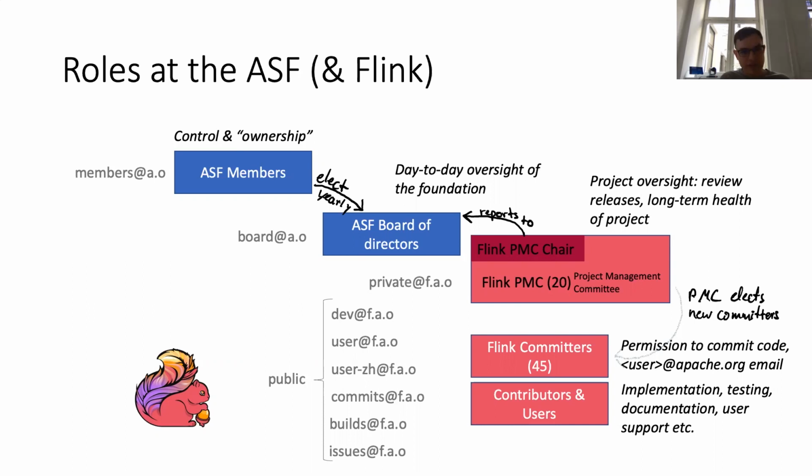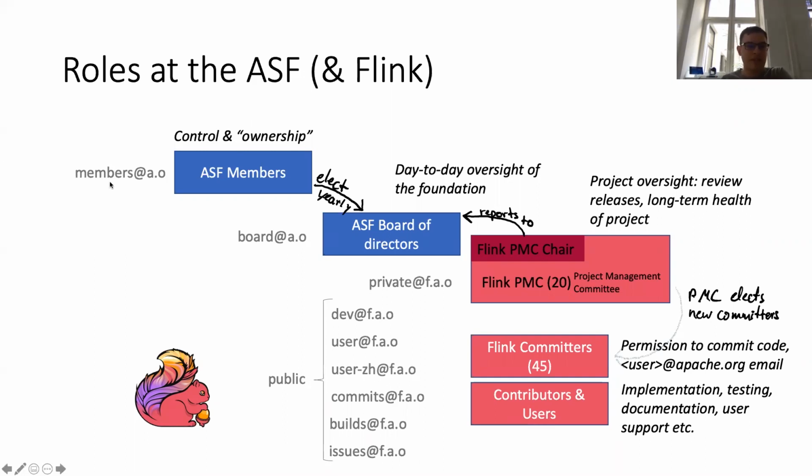The board of directors of the ASF has access to another private mailing list, which is called board@apache.org. And the board is elected yearly by all the members of the ASF. So the members are basically the controlling body that oversee the work of the board. The board is doing the day-to-day work.